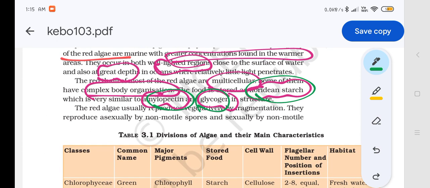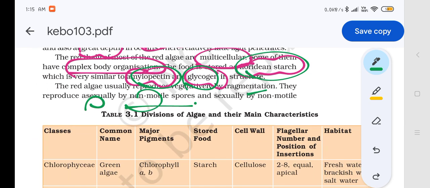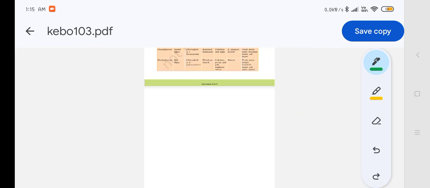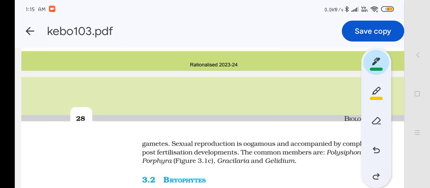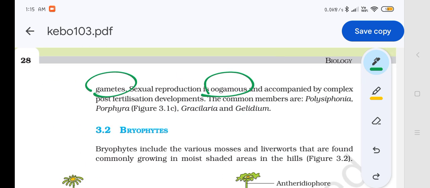The red algae usually reproduce vegetatively by fragmentation, asexually by non-motile spores, and sexually by non-motile gametes. Sexual reproduction is only oogamous, and it is accompanied by complex post-fertilization developments.